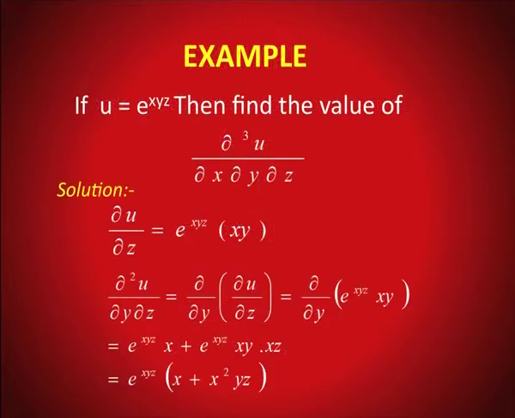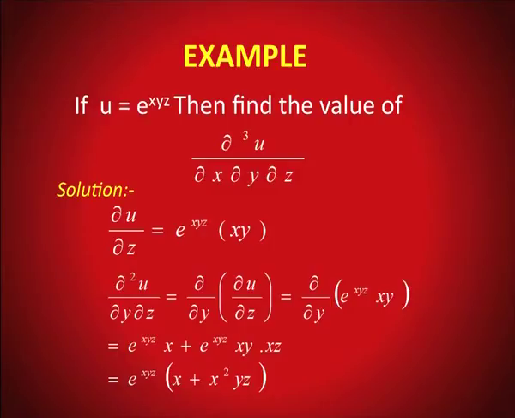Another example representing the third order derivative: if u is e to the power xyz, a function of three variables x, y and z, then find the value of ∂³u/∂x∂y∂z, that is the partial differentiation with respect to z, then with respect to y, then with respect to x. Its solution is as follows. ∂u/∂z is e^(xyz) multiplied by xy. Here x and y both are treated as constant.